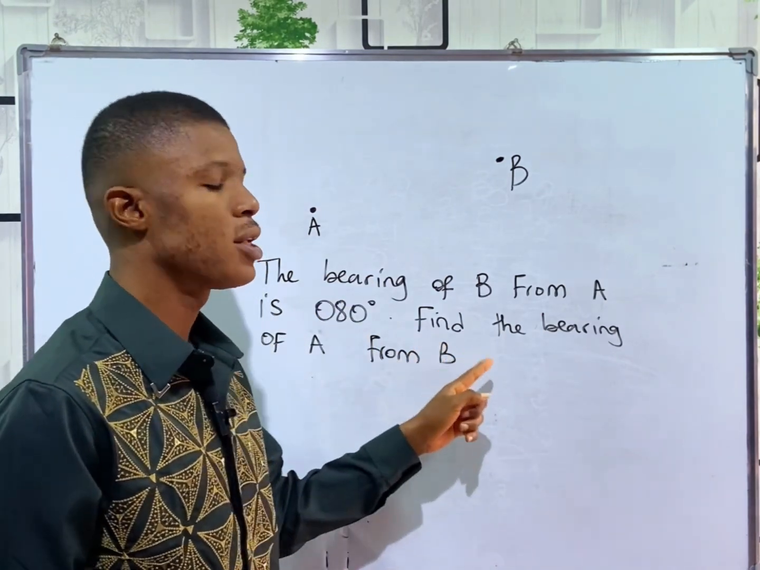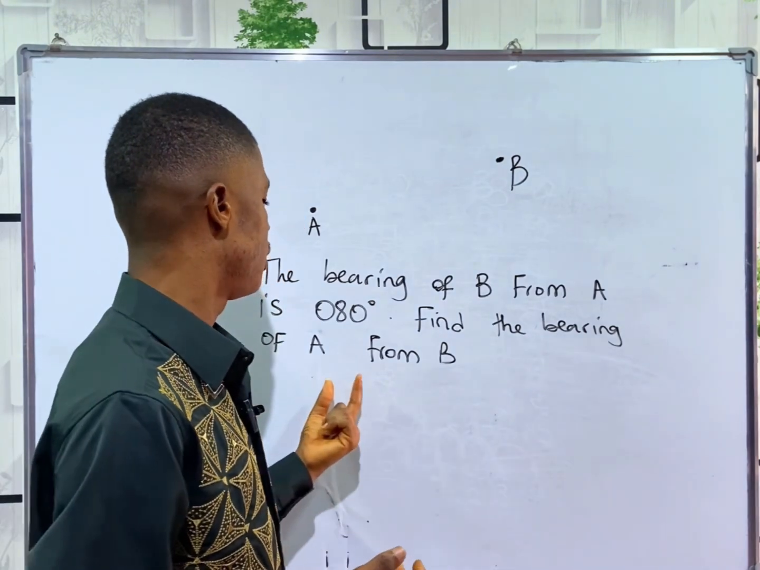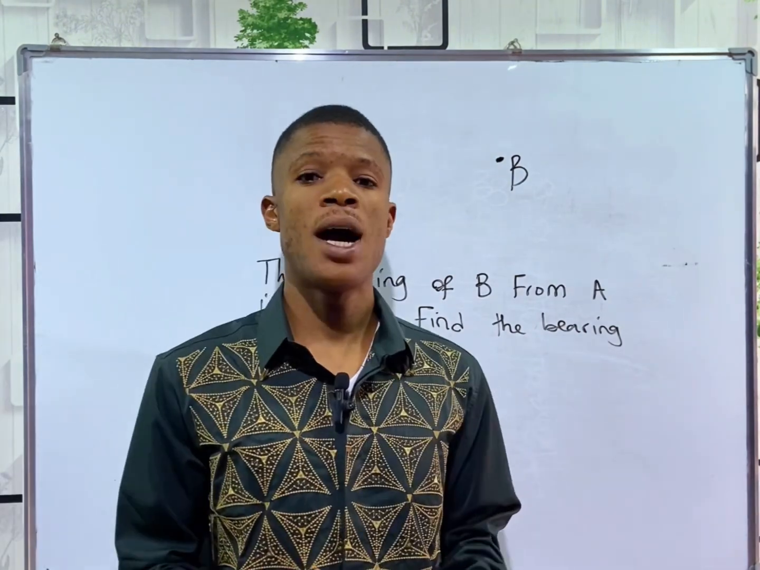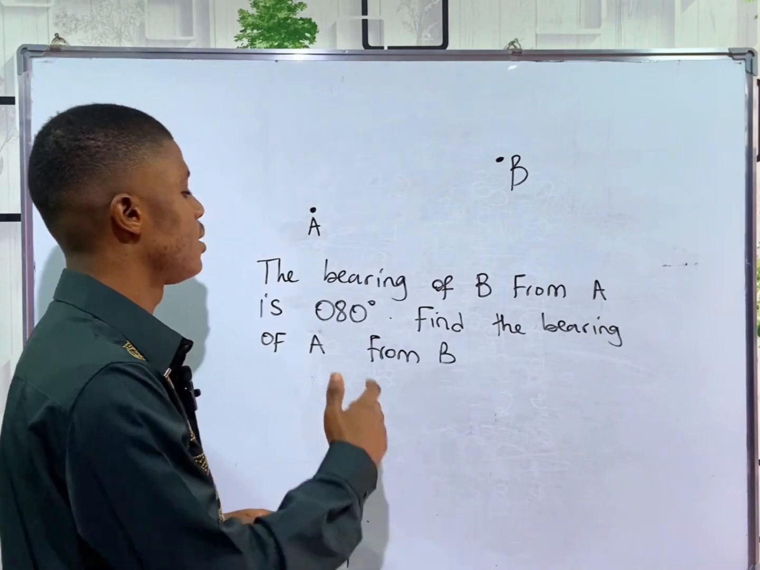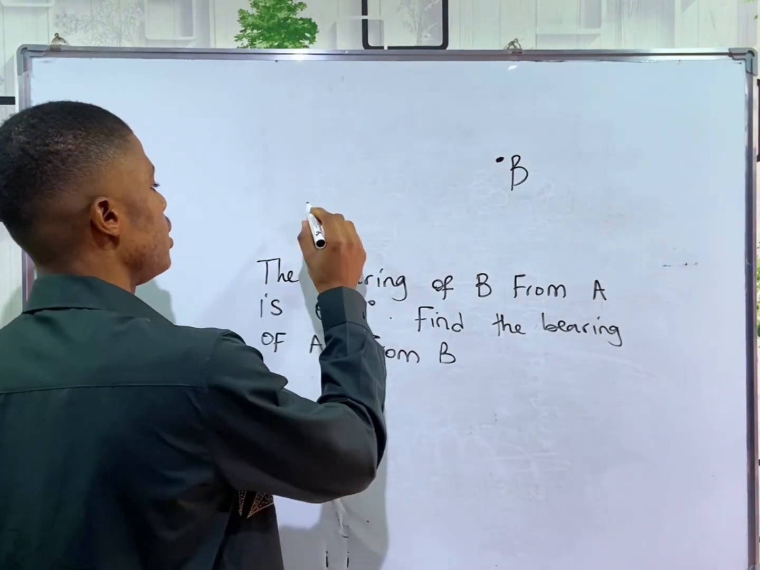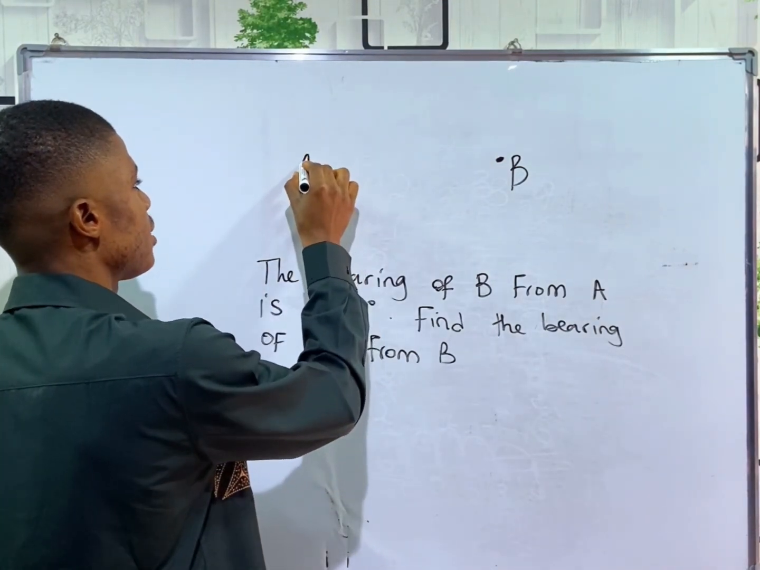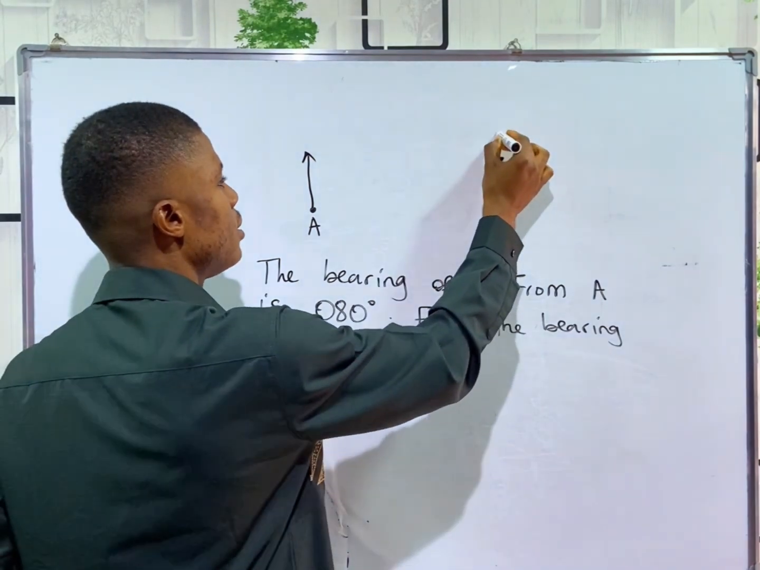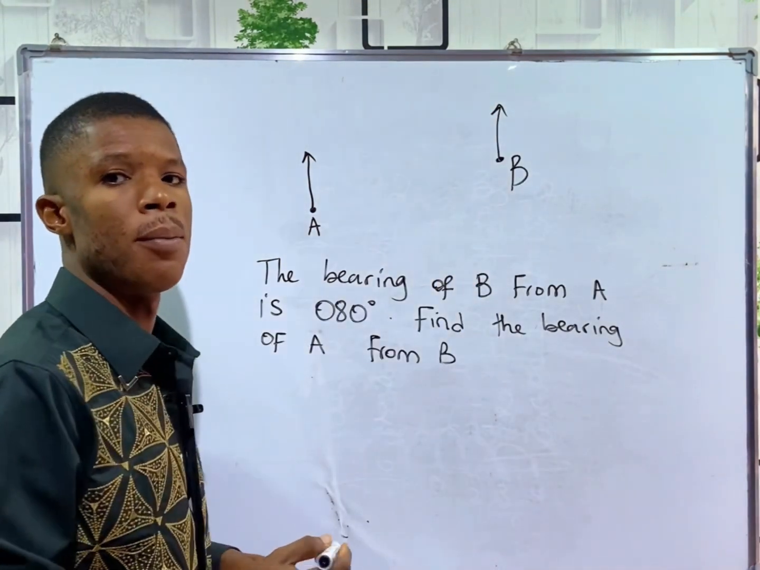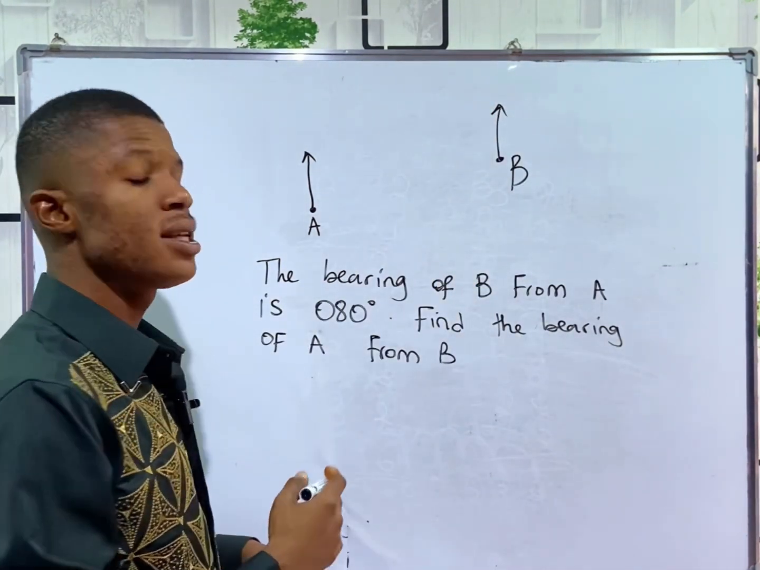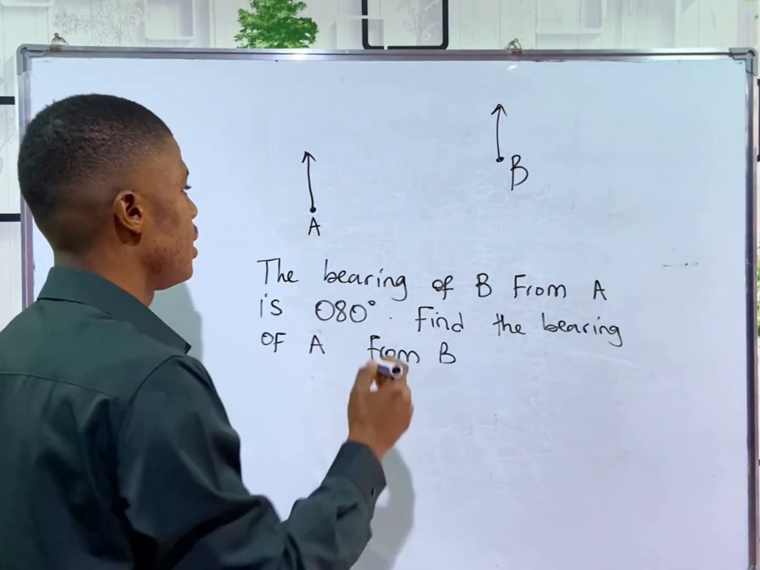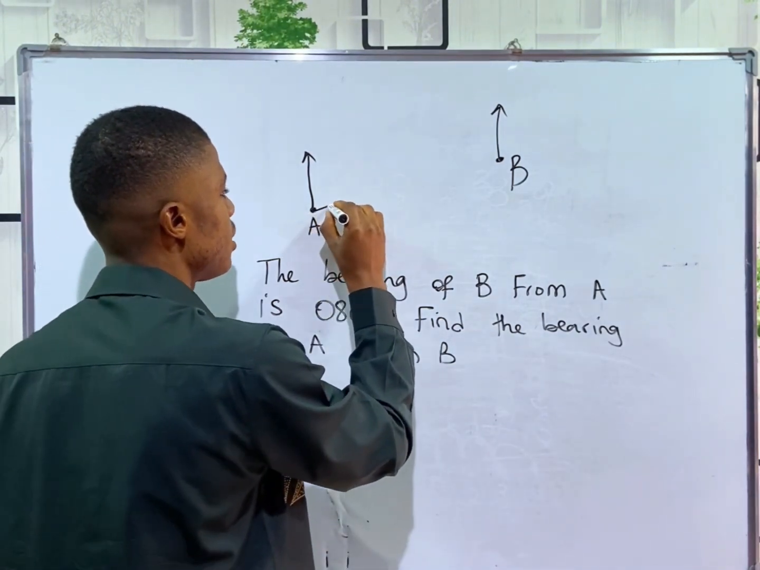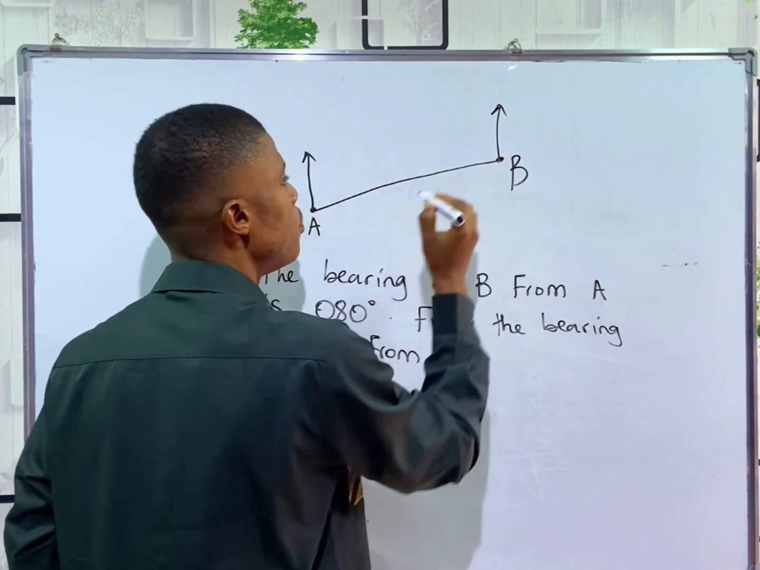Here we are told to find the bearing of A from B. Before I start, I'm going to represent the North Pole. The North Pole is usually the vertical here. Are you getting it? This is point A and this is point B. Since the bearing is calculated, we are trying to take the direction from A to B.